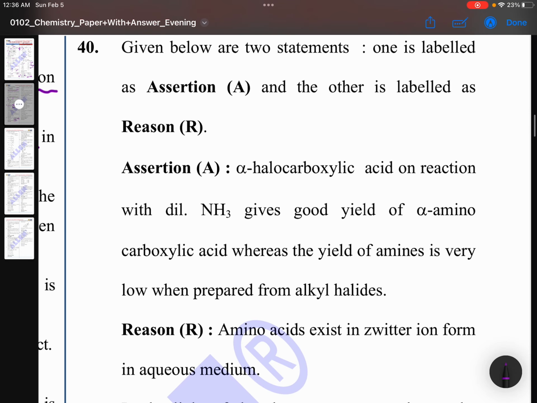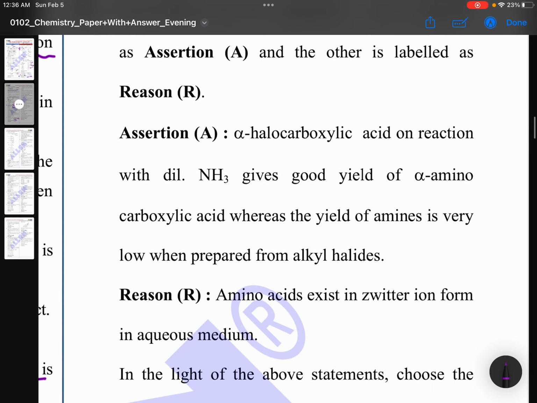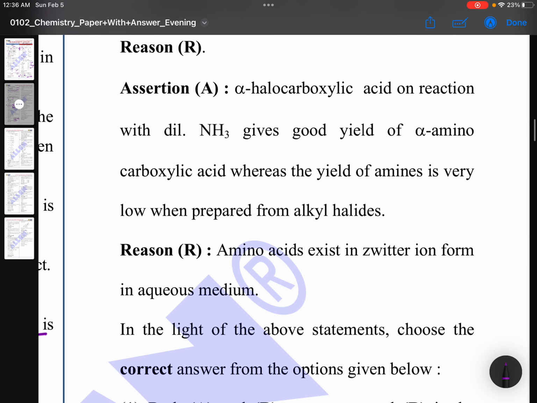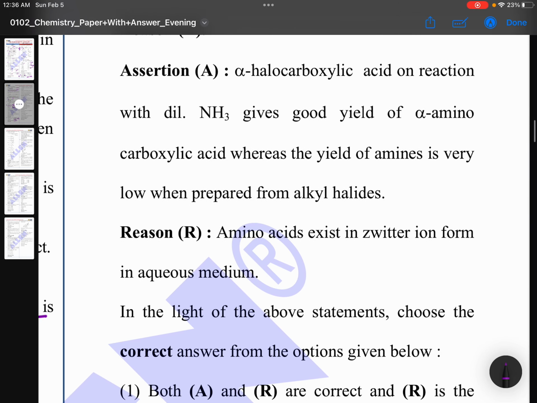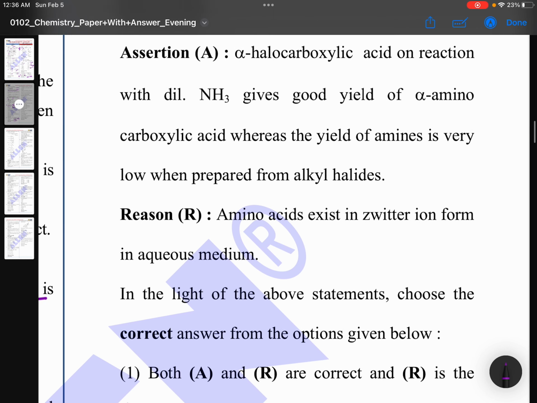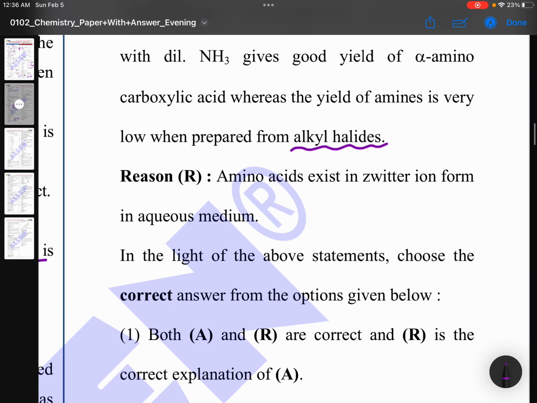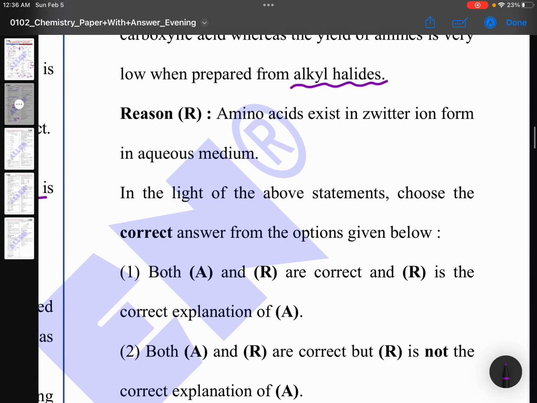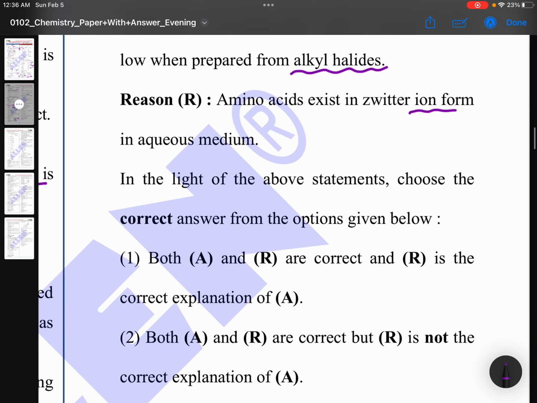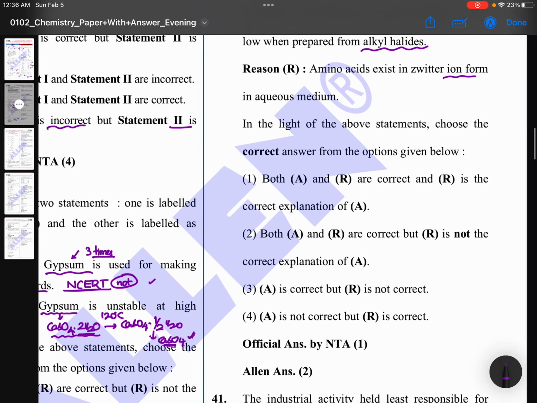Given below are two statements. One is labeled as assertion, second is reason. Assertion: Alpha halocarboxylic acid on reaction with dilute NH3 gives good yield of alpha amino carboxylic acid, whereas the yield of amines is very low when prepared from alkyl halides. Reason: Amino acids exist in zwitterion form in aqueous medium. Both are right only.